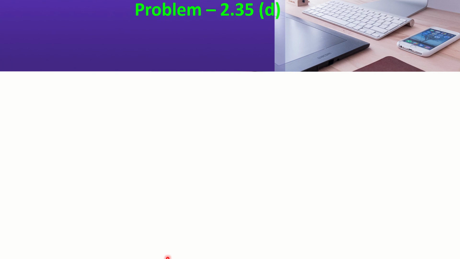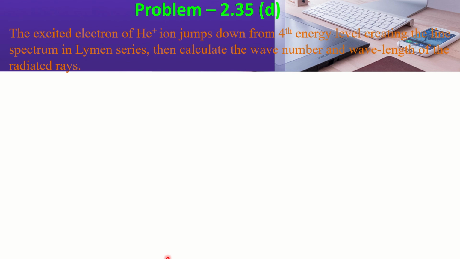Now, another problem 2.35D. The excited electron of helium ion jumps down from 4th energy level, creating the line spectrum in Lyman series. Then calculate the wave number and wavelength of the radiated rays. Dear students, look, the excited electron of helium ion, this is not the electron of hydrogen atom. Here there is given helium ion and it jumps down from 4th energy level.